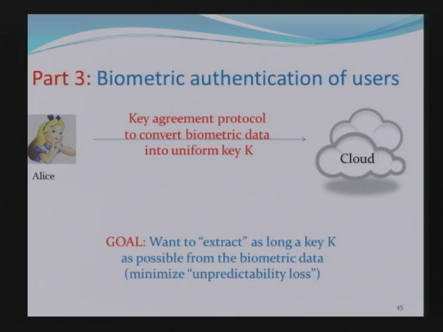And the goal over here is to extract as long a key as possible from the biometric data, because randomness or unpredictability is at a premium over here. So if it turns out that our data has 100 bits of unpredictability, meaning that the adversary can guess it with probability 2 to the minus 100 at best, then we want to get out a key that's 100 bits long, that's uniformly random, so that even for that key, the best he can do is guess it with probability 2 to the minus 100. It will be pointless if, starting with this high entropic data, we extract a key that's 10 bits long, as the adversary can easily guess it. And so minimizing unpredictability loss has been a big focus of this work.